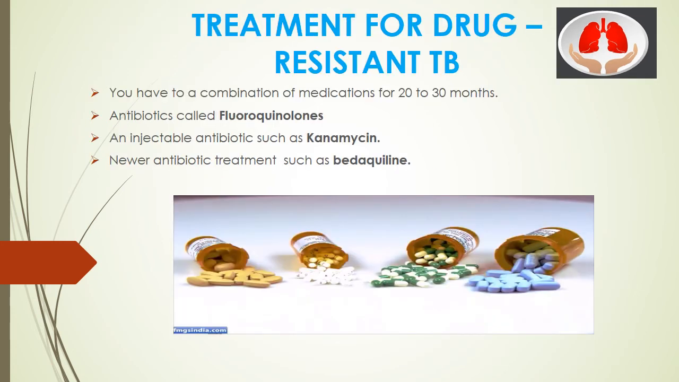Next one is treatment for drug resistant TB. Drug resistant TB means TB is not due to the bacteria or the weakening of the immune system, but it is due to the drug which you took for the treatment of another type of disease, that is called drug resistant TB. So for this purpose there are three types of antibiotic which we take for 20 to 30 months.